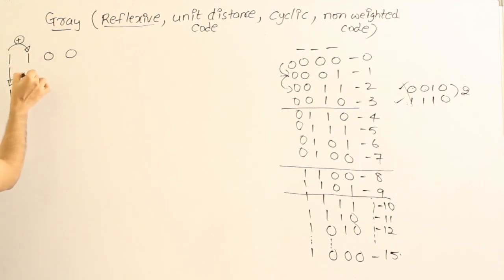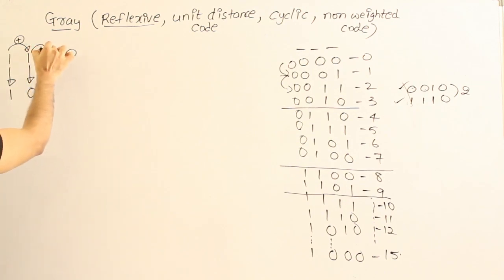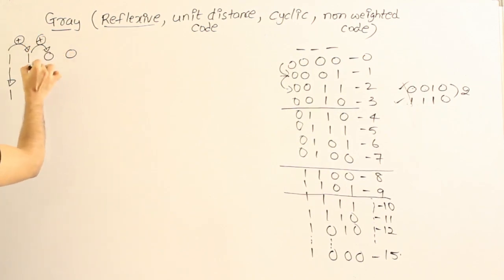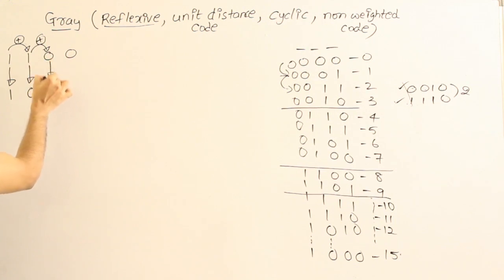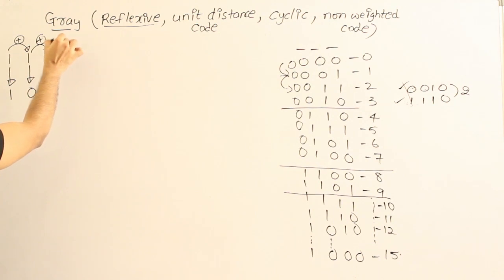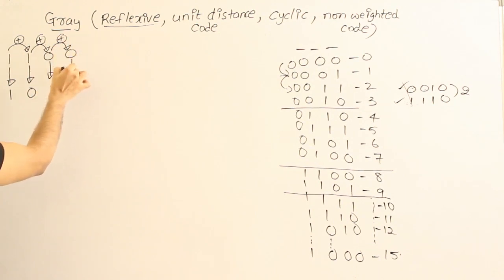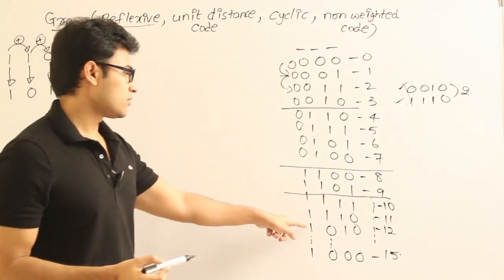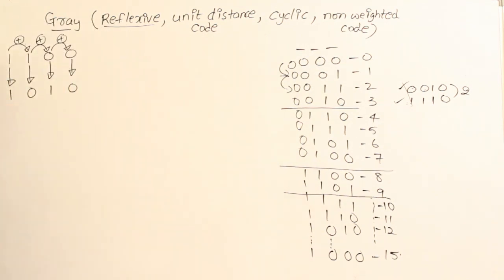Then what do we get? 1 exclusive OR 1 is going to be 0. Then you take the next two and find the exclusive OR: 1 exclusive OR 0 is 1. You take the next two, find the exclusive OR: 0 exclusive OR 0 is 0. So 1 0 1 0 is representing 12 in gray. Got it? So if this is binary 12, the gray is 1010.